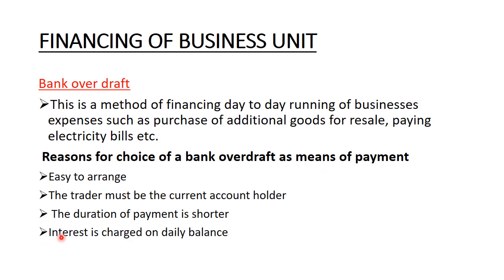The interest is also charged on daily balance. It's different from a loan, where they charge the interest based on the amount of money you've gotten and the amount of time it will take for you to pay back. This one is just charged on how much you have on a daily basis in your account, as an overdraft. So the point in simple terms is interest here is charged on daily balance, the amount that you owe the bank on a daily basis.